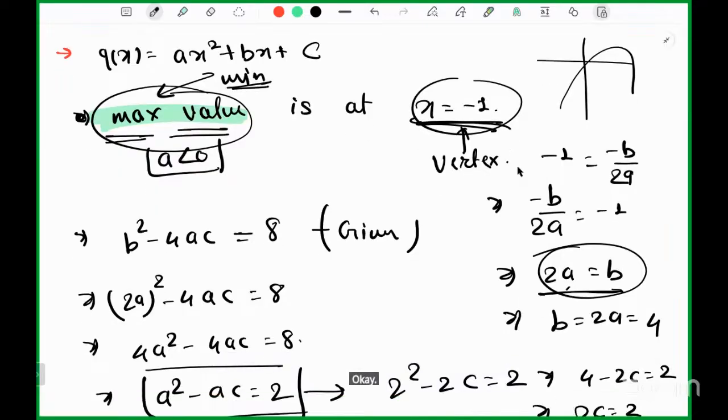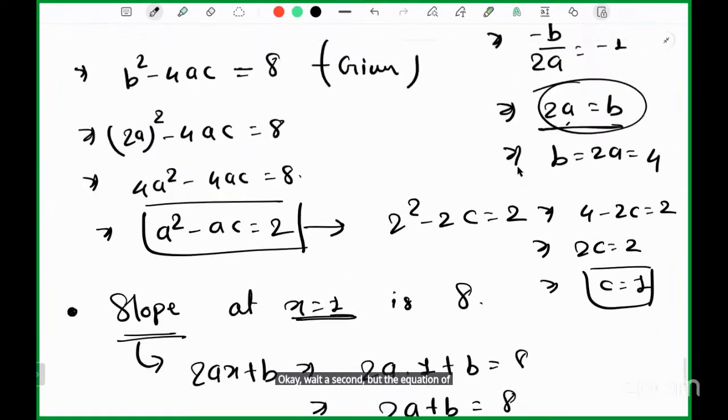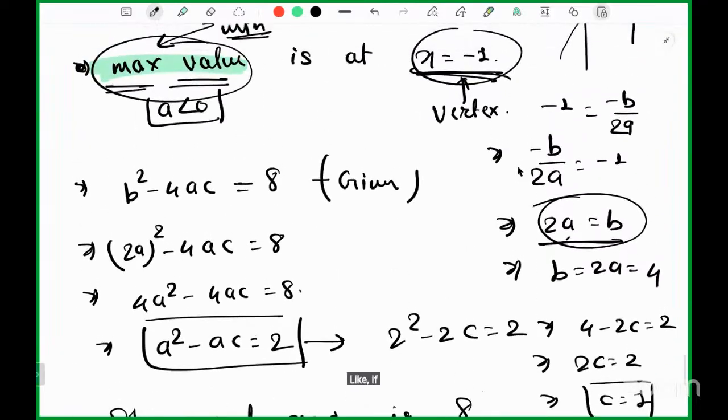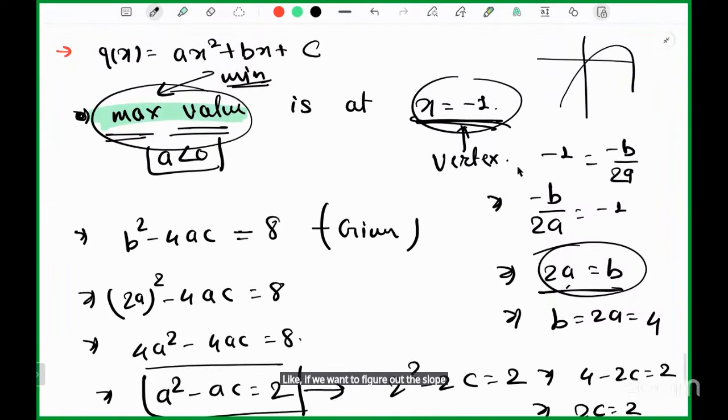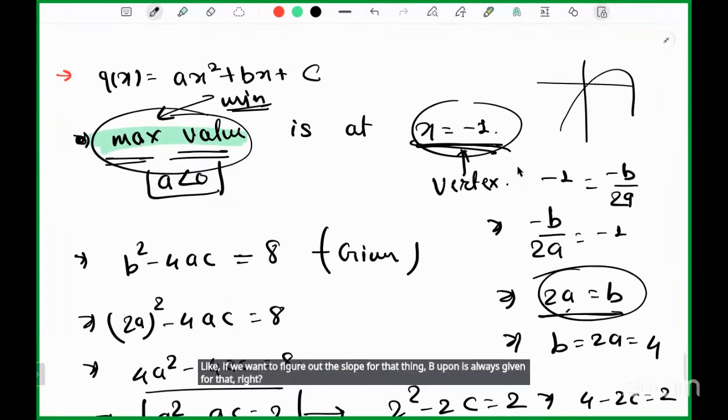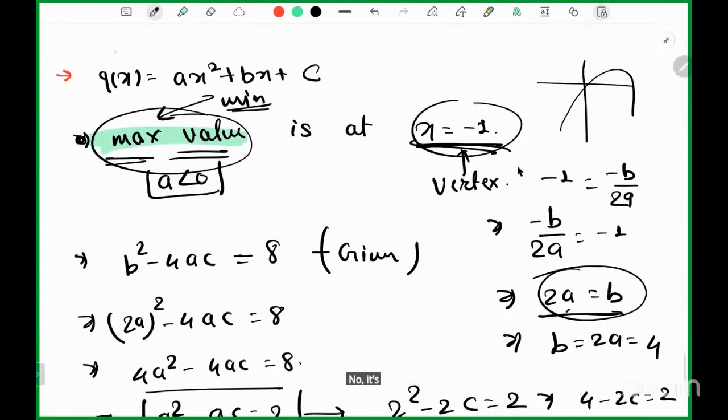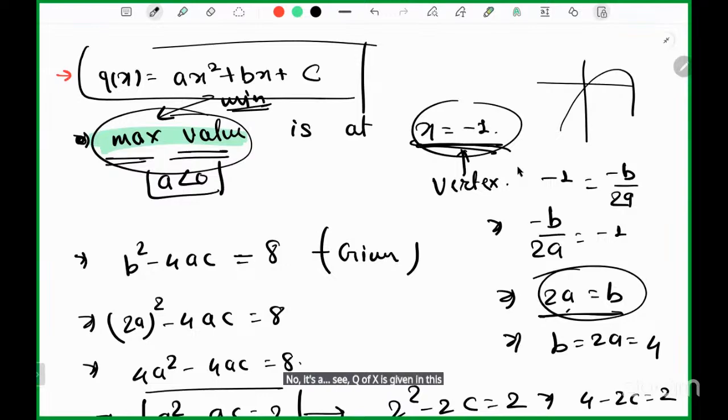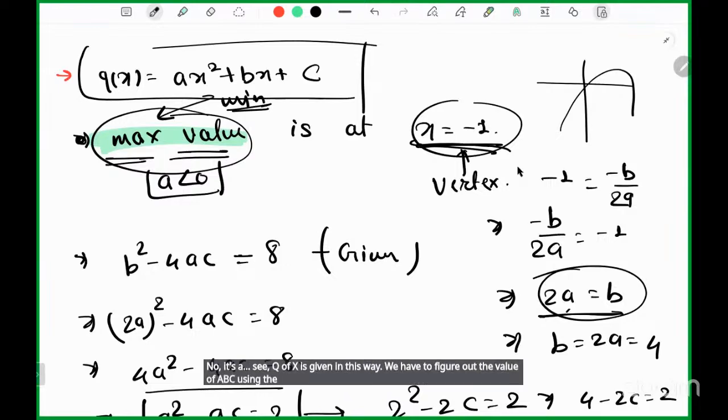Okay, wait a second. But the equation of b upon a will always be there, right? Like if we want to figure out the slope, b upon a is always given for that, right? No, see, q of x is given in this way. We have to figure out the value of a, b, c using the 3 points.